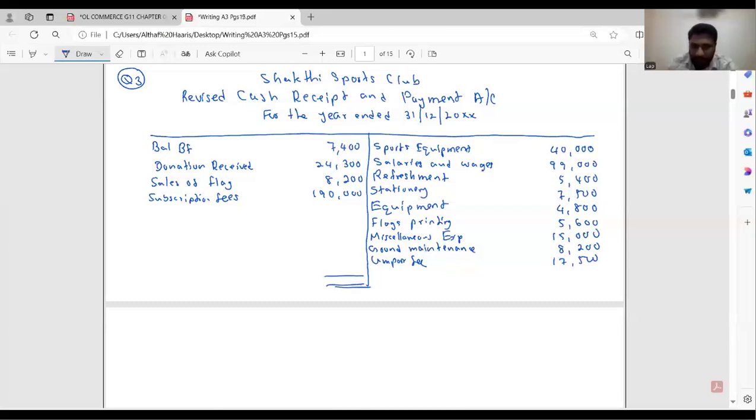Now we'll find the balance, people. So what's the corrected balance? 7,400 plus 24,300 plus 8,200 plus 190,000 is 229,900. Now we'll find the balance CD, let's see how much it comes to.